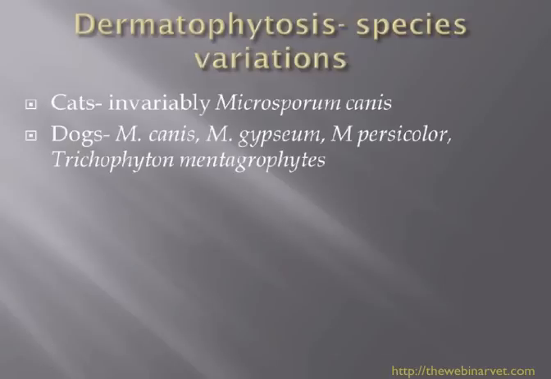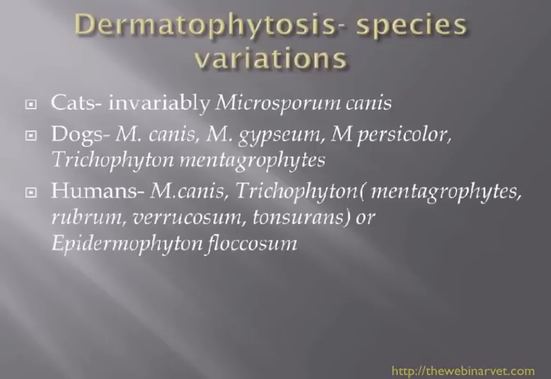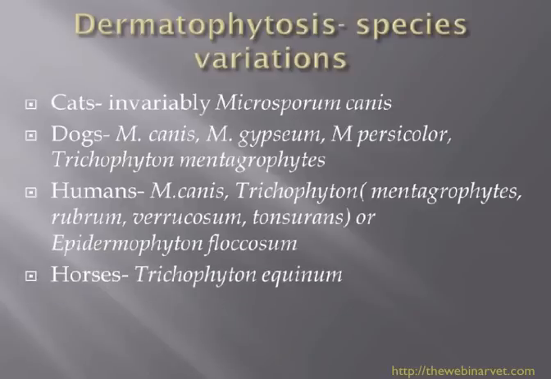Dogs get a number of species: Microsporum canis, M. gypseum, M. persicolor, and Trichophyton mentagrophytes. Humans can also get a number. Obviously, M. canis, we see that quite commonly in our practices where somebody's come in with a couple of cats that they've just acquired and they also have lesions on them. So it is well worth asking those sort of questions. If you have a cat with lesions, you've obviously got to make them aware that it is a zoonotic disease and they must be careful with that.